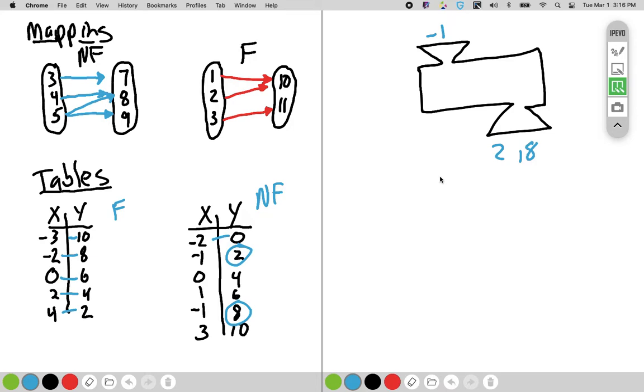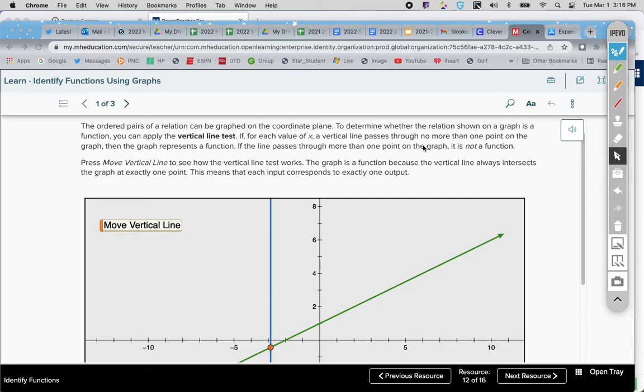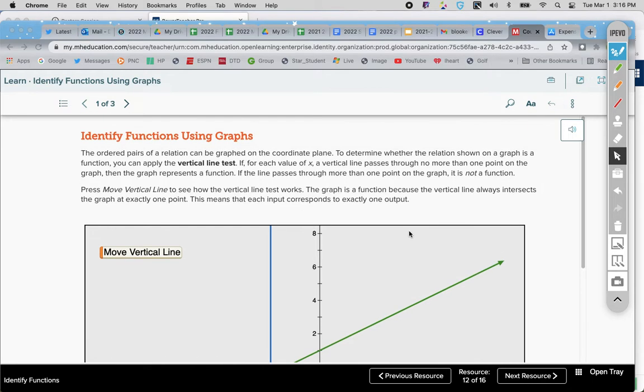So let's now move on to talk about how to identify if something is a function from a graph. So what I'd like everyone to do right now is open up their books to page 257. So when you open up to page 257, give me a second here. You should be stuck with something that looks like this. And I'm going to read while you guys follow along. It said the ordered pairs of a relation can be graphed on the coordinate plane. To determine whether a relation shown on a graph is a function, you can apply the vertical line test.